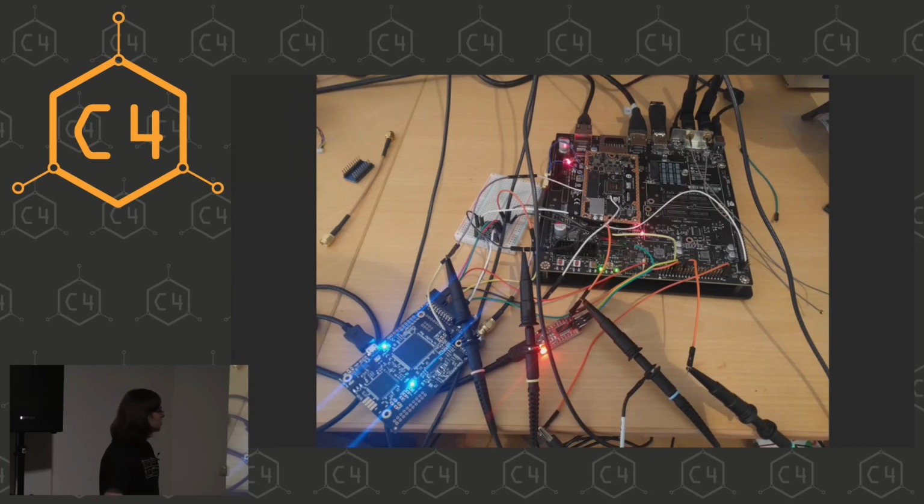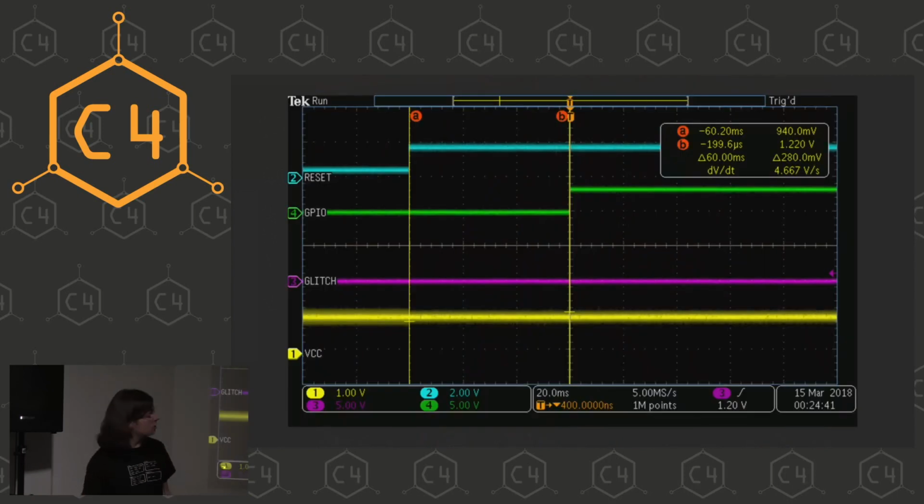This wire is the GPIO that I measured, and then I measured how long it takes for the boot ROM to do stuff. This is a screenshot of my oscilloscope, and the blue one is the reset line, the green one is the GPIO, then we have the glitch pulse. Every time we glitch, this goes high, and here we have the VCC line that we are going to glitch. So right now this is at 1.05 volts, something like that. The glitch pulse is low, means we're not glitching.